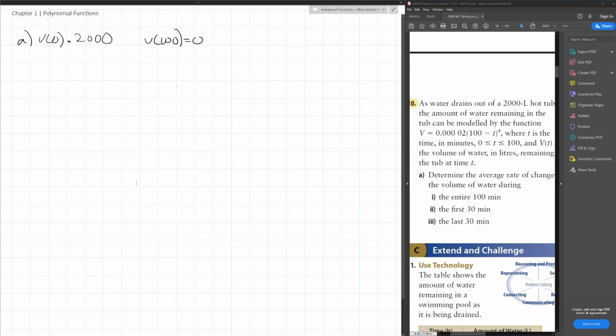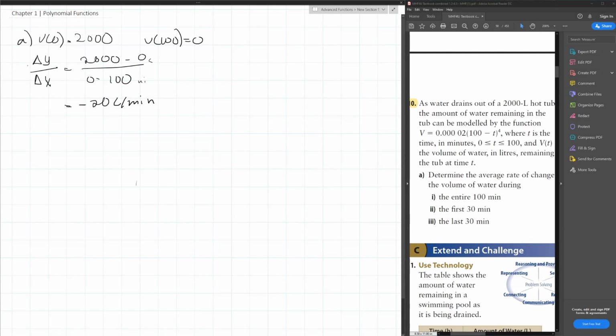So now let's do the AROC. Delta y over delta x is equal to our y values, 0 minus 2,000, over 0 minus 100, which is equal to negative 20 liters per minute. Again, this was in liters, this was in minutes, that's why we're getting these units.